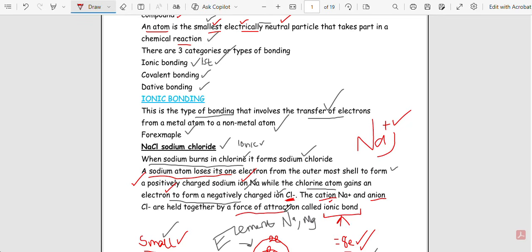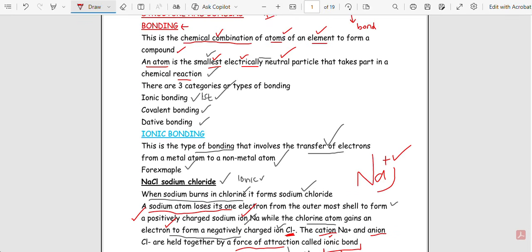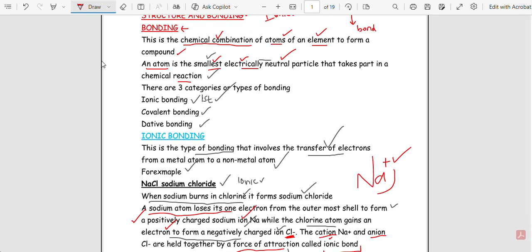So the cation of sodium and the anion of chloride are held together by a force of attraction known as an ionic bond. So it is the ionic bond that keeps them together. Hope that is understood. But this force of attraction that holds them together, if you want to speak it out, is the electrostatic force of attraction. Okay, so that is it for today.